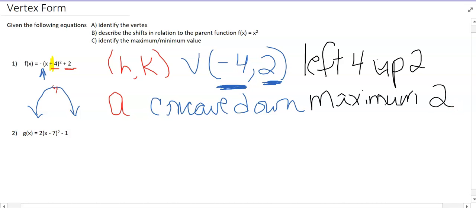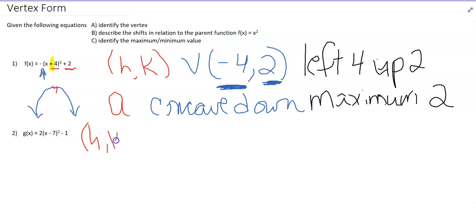So let's try it again with the second one, for g of x. Again, I'm looking for the values of (h, k) to give me my vertex. h is here, k is here, so my vertex, switch the sign on h. So in this case, I'm going to have a +7 and a -1.